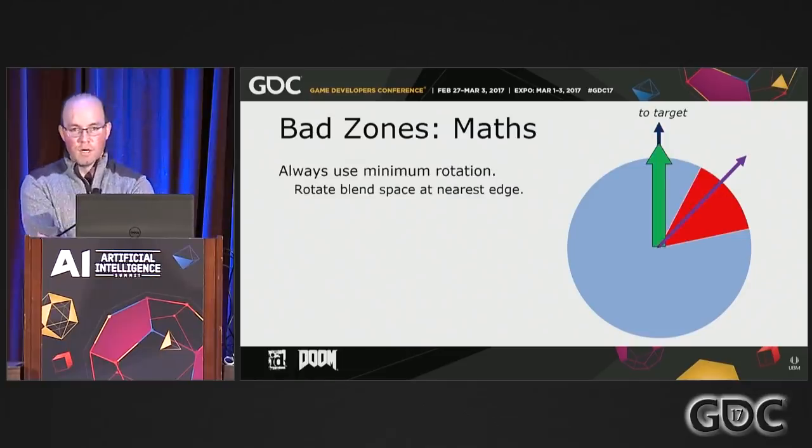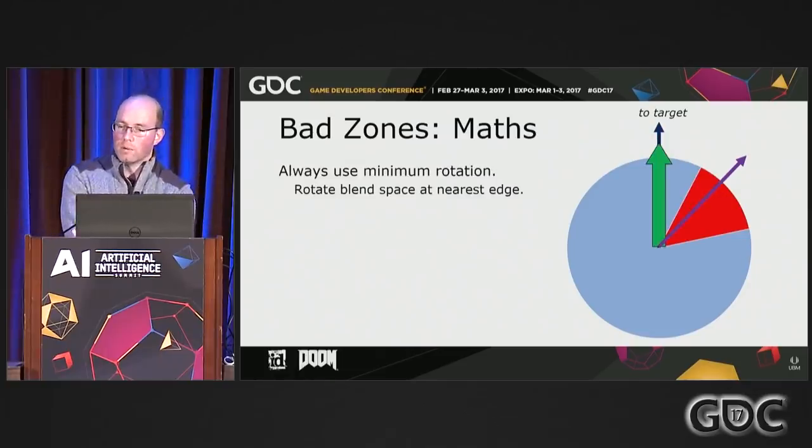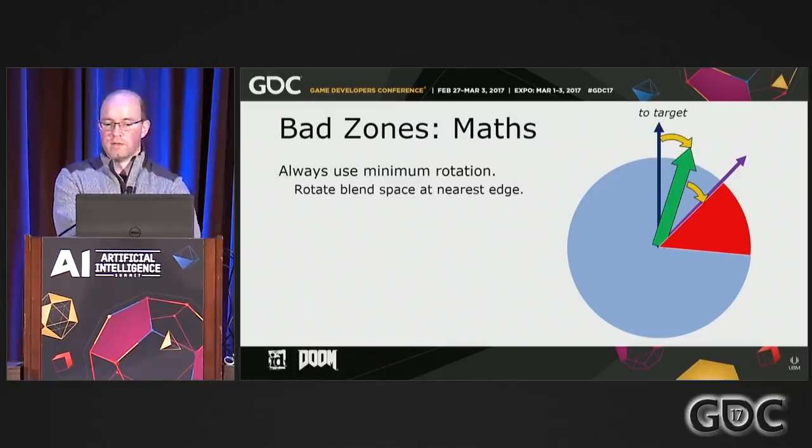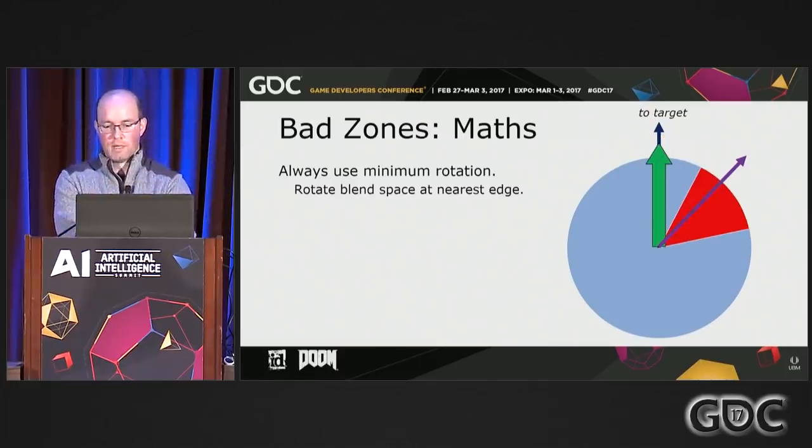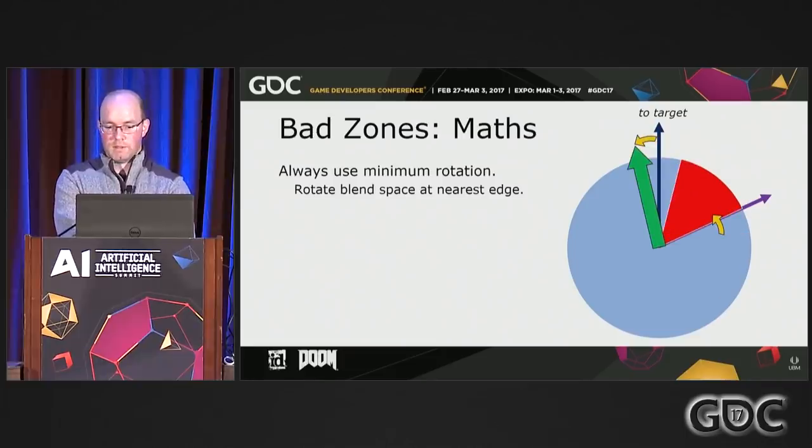Now, one additional item to note is that you should always over-rotate or under-rotate the hips by the minimum amount. In other words, find the nearest edge of the bad zone and always rotate with that edge in mind. In this first case, since the desired move direction was closer to the top of the bad zone, we rotate clockwise. But if the desired movement direction is closer to the bottom edge, we do the opposite.